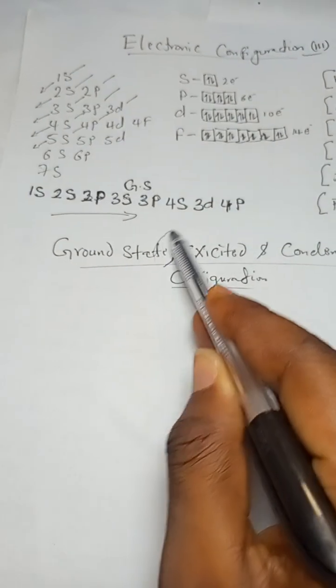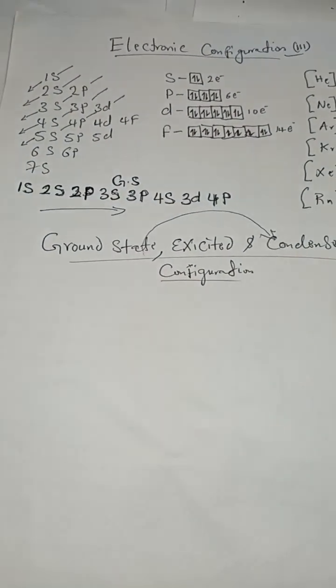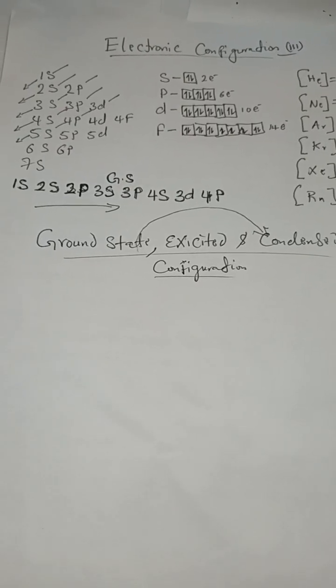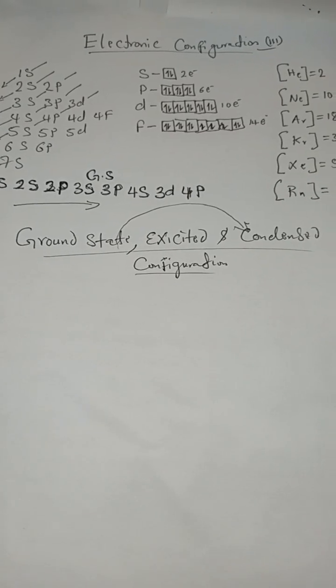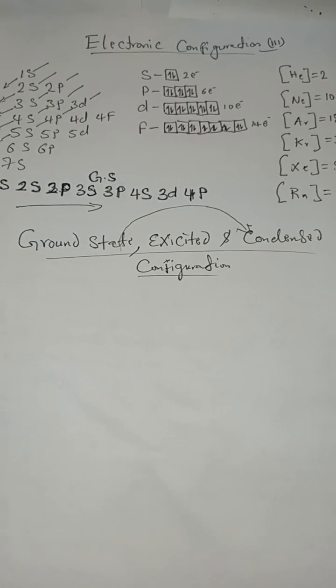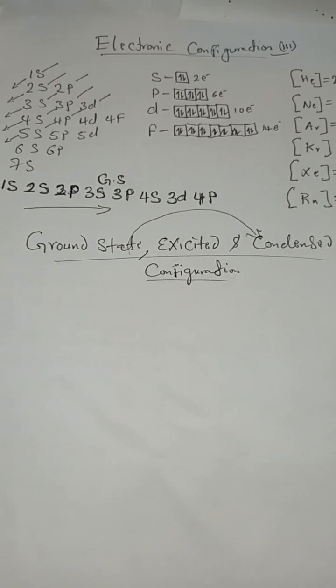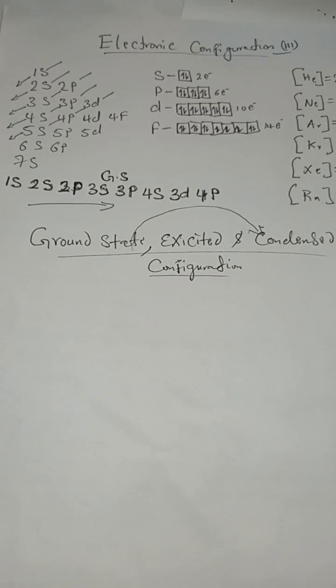I will start with the ground state and the condensed form because they are closely related. The ground state and condensed form are the lowest energy arrangement of electrons in an atom, the lowest state electron arrangement in an atom. They follow strictly the Aufbau principle first, then Pauli's exclusion principle and Hund's rule.